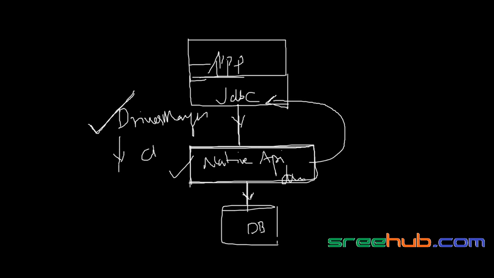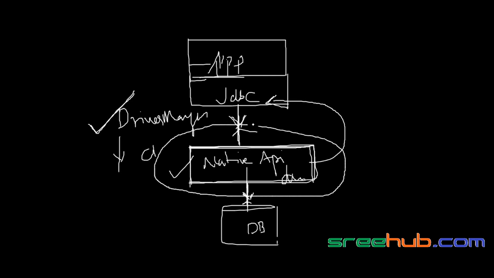So let us say once you are connected and once you start your communication, it will be going through your native API driver, right? And then it will go into the database, and whenever it fetches results, it will again go to the native API and get back to the application. So this here is nothing but your type 2 driver.